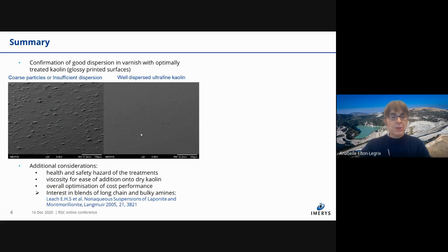But gloss and technical performance is not the only thing we need to look at. We need to consider the health and safety of the treatment, also the viscosity, because we're spraying it on the kaolin, and basically optimize the cost. And for that, we're looking at optimization and maybe looking at some blends.